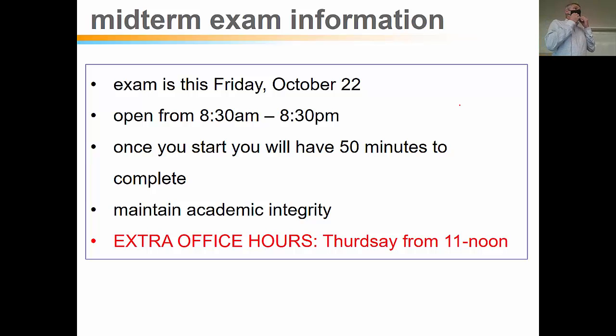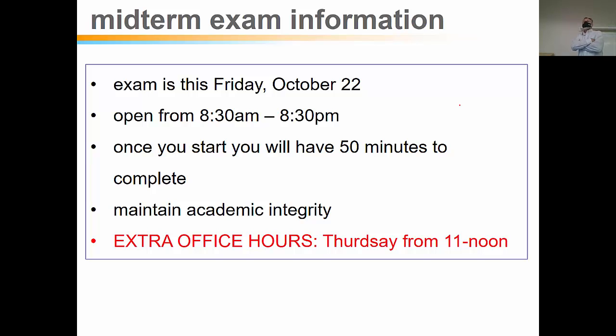Okay, so a couple of housekeeping notes. The exam's Friday, so we won't have class. Again, it's open from 8:30 to 8:30. You can write in this room because no one will be in here. Make sure you maintain academic integrity, so no conferring with other students. You can utilize your textbook, your notes, and the Brightspace page, but you can't utilize external online resources.